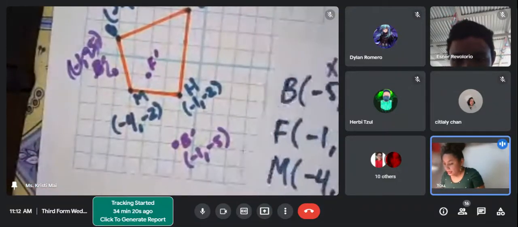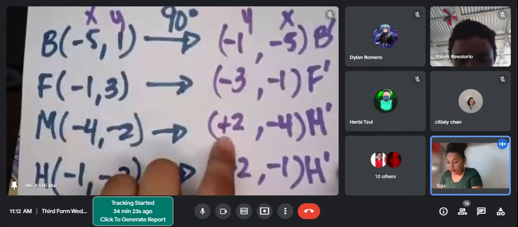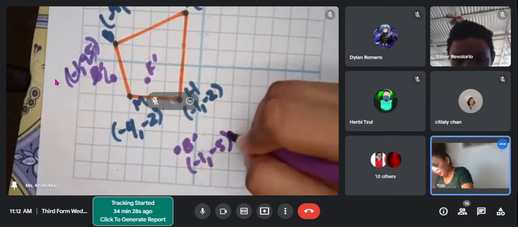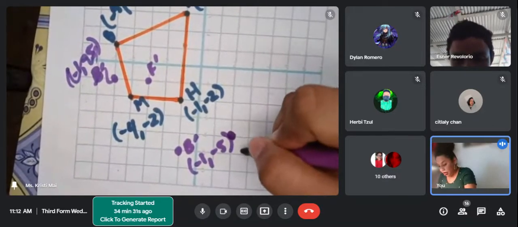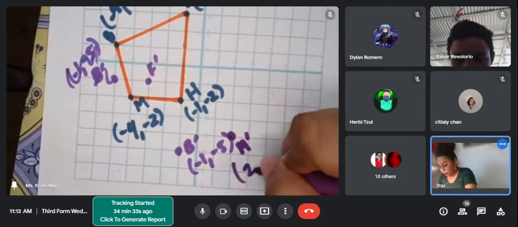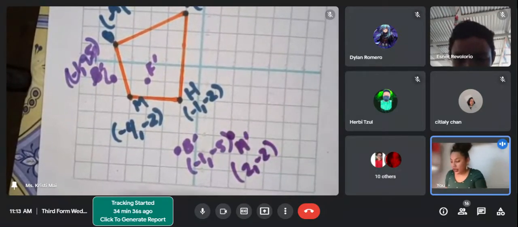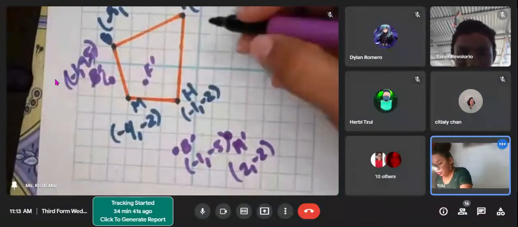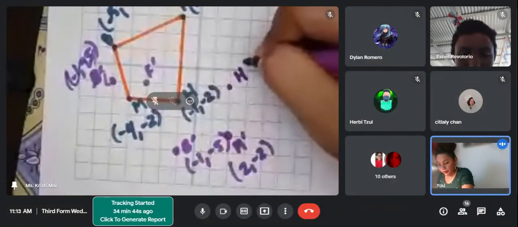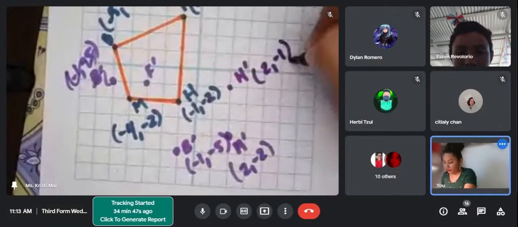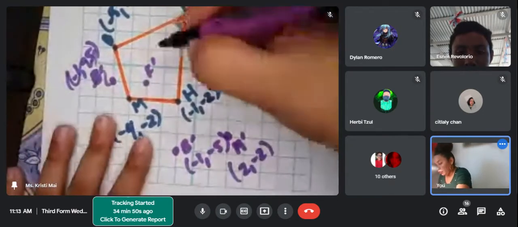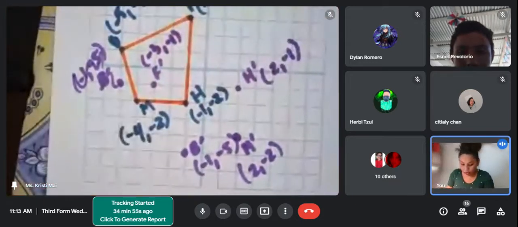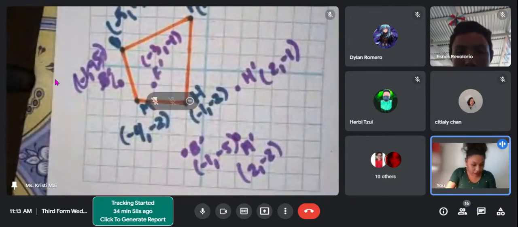Then I have positive 2, positive 2, negative 4, positive 2, negative 4 right here. This one is M1. And then the last one is positive 2, negative 1, H1. Positive 2, negative 1, H1. There you go. This one is negative 3, negative 1. And then I'm going to connect these ones.